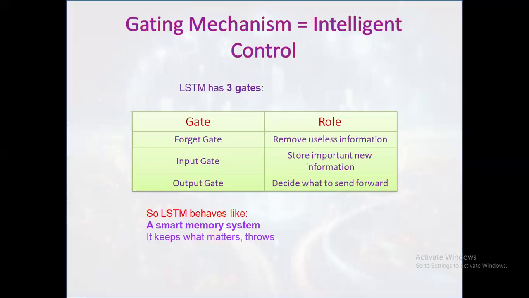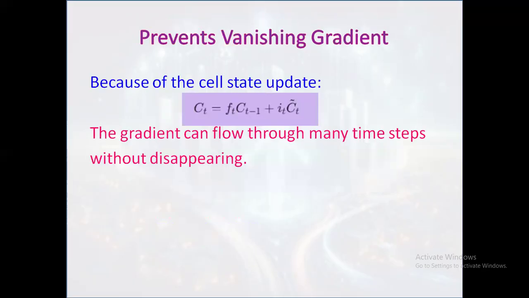LSTM acts as a smart memory system because of its gating and memory cell structure. It behaves like a smart system that selectively keeps important data. It maintains the important data and discards noise. It does not blindly store all past information, but instead learns what is relevant for the task. This makes it much more efficient than a simple RNN in handling complex sequences, and it prevents the vanishing gradient.